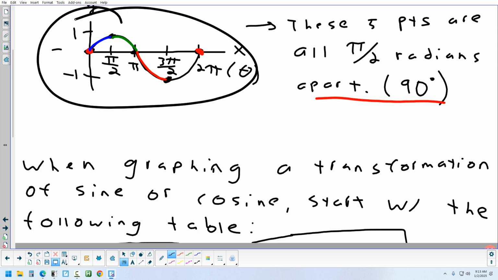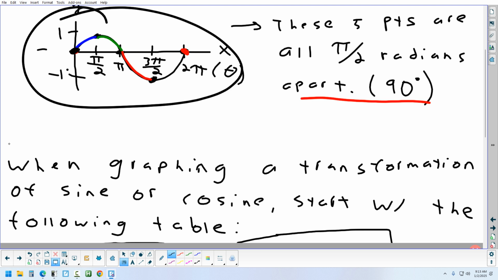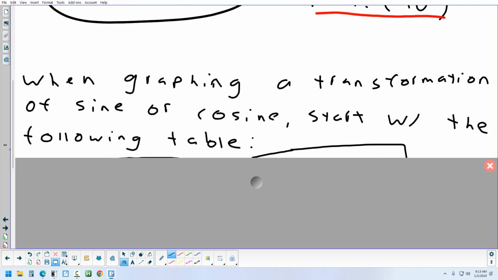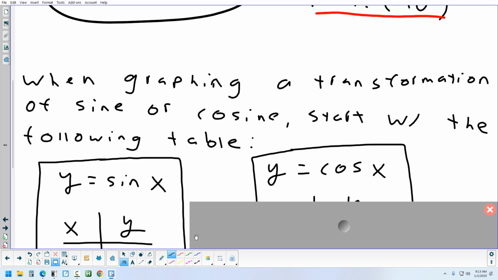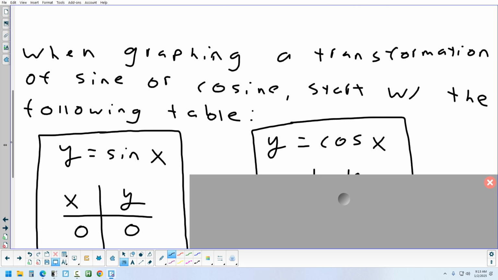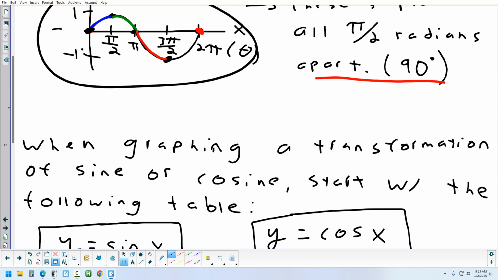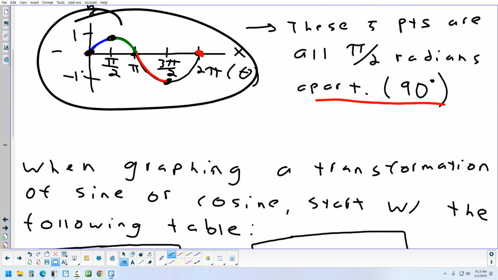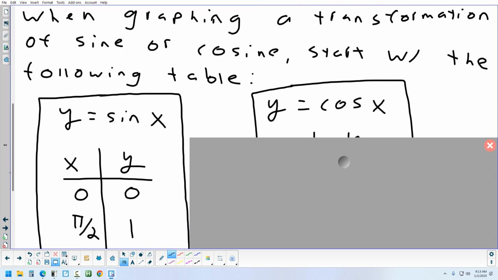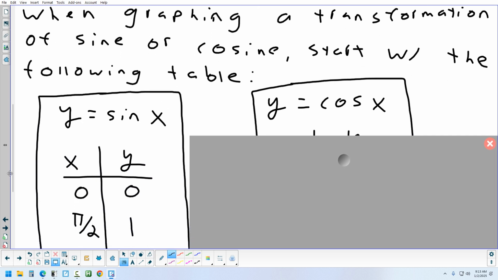So let's go through labeling all 5 of those coordinates. Start with that one. Nick, what's the coordinate of that point? 0, 0. 0, 0, yep. Sine is going to start by going through the origin. Okay, so we got 0, 0. Okay, next coordinate is right there. So let's do that one. So the x value first, and then the y value. Yep. Pi over 2, 1. Pi over 2, comma 1. Yep. So that's your second coordinate.